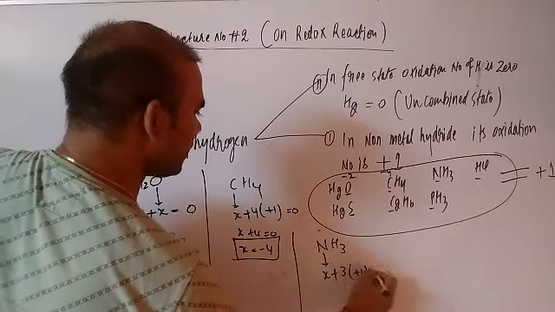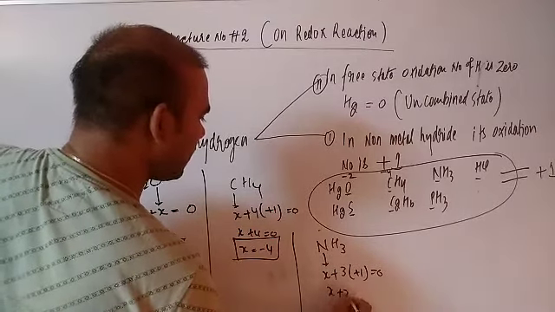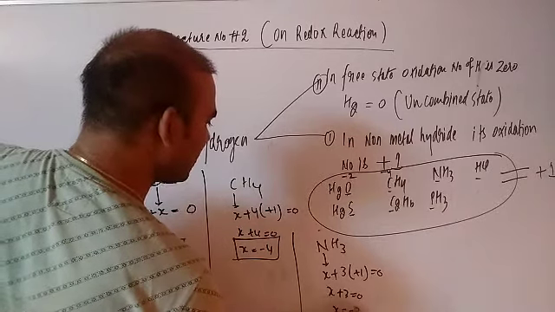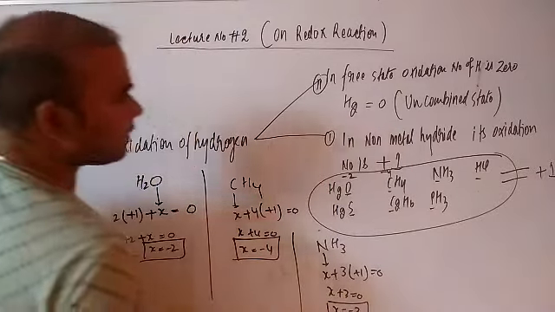How many hydrogen? 3, equal to 0. So X plus 3 equals 0, so X is equal to -3. So this is the oxidation number.